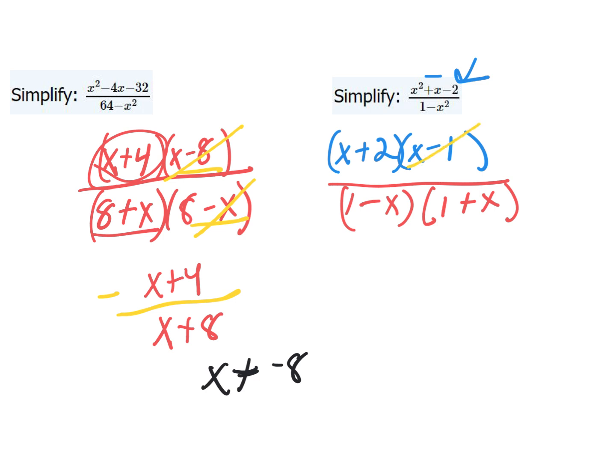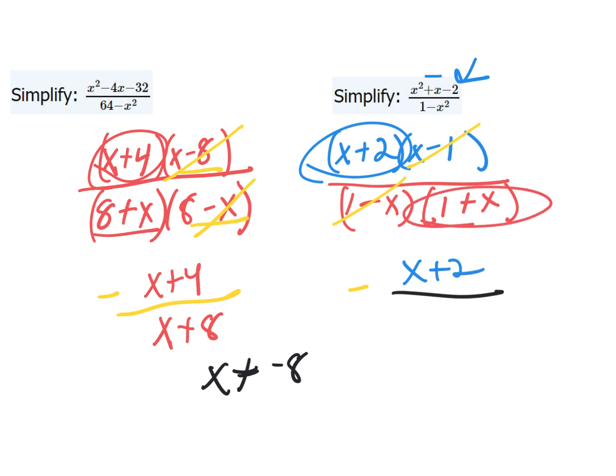And so we can see that we have opposites right there. That's going to leave us with a negative. In the numerator, then, we're going to have x plus 2 left. In the denominator, we're going to have 1 plus x, which we can write as x plus 1. And then we are going to have to say that our variable x cannot equal negative 1.